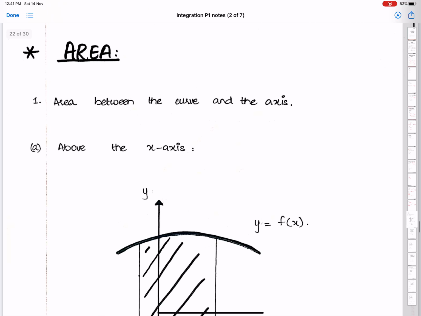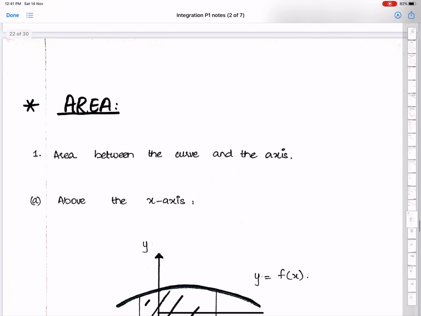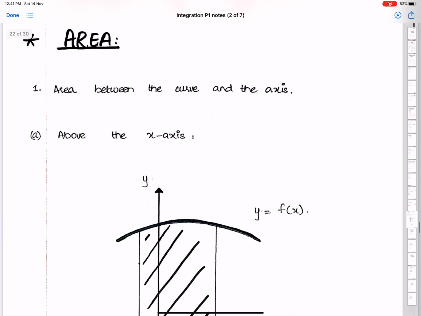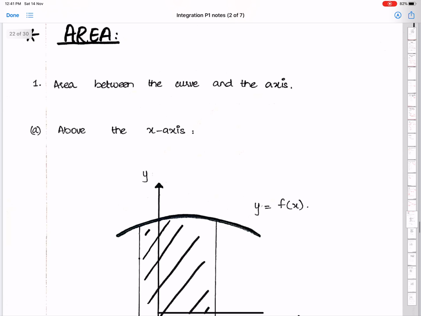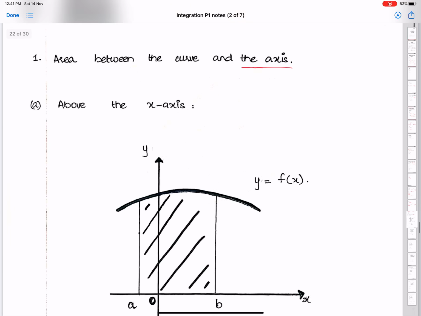Area. This is the application of integration. Let me write here. A most common application, area and volume. So area between the curve and the x-axis. The important thing is the x-axis.